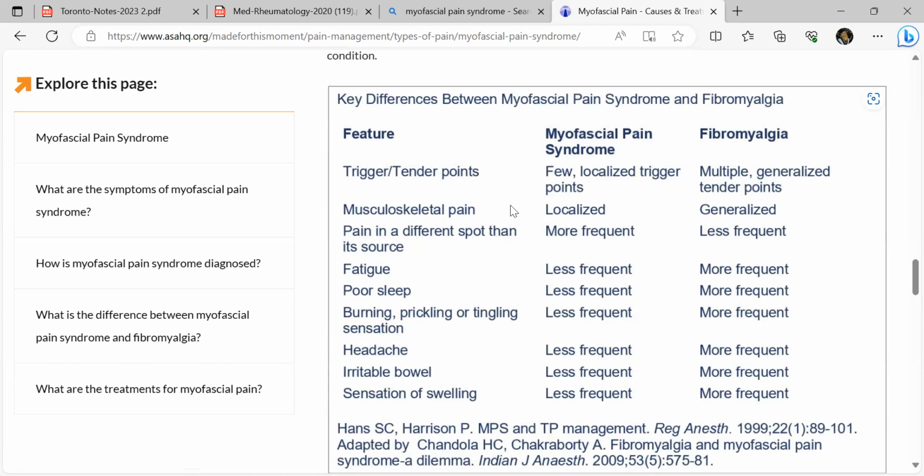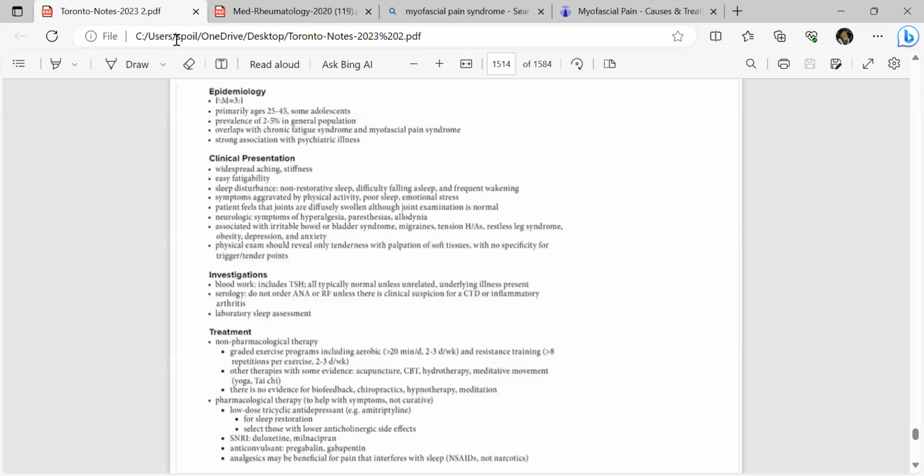They have no triggering factors. Yes, no, they have trigger points. In myofascial syndrome, they also have a few trigger points, but in fibromyalgia there are a lot of trigger points. But while doing the physical examination, there will be only tenderness, with no specific trigger or tender points, but there will be tenderness on palpation.